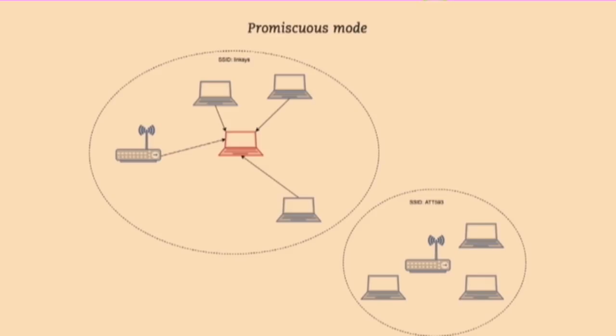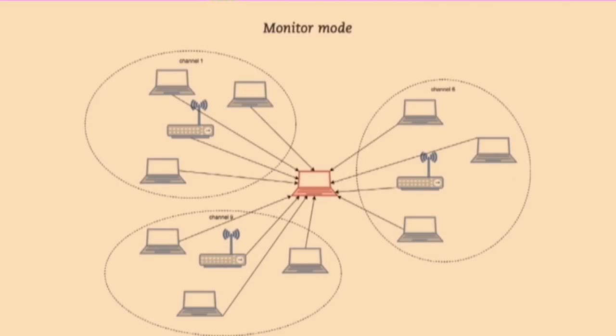Normally it filters out frames that are not for your MAC address. But with promiscuous mode, you can say, give me everything that you see. Monitor mode is a little different than that, and I wanted to clarify.